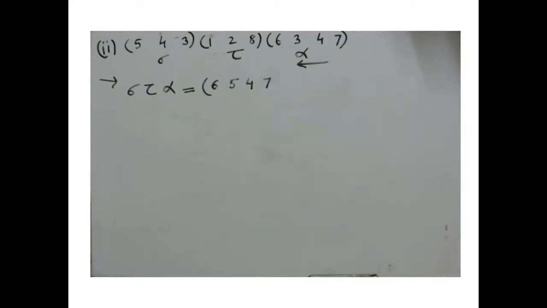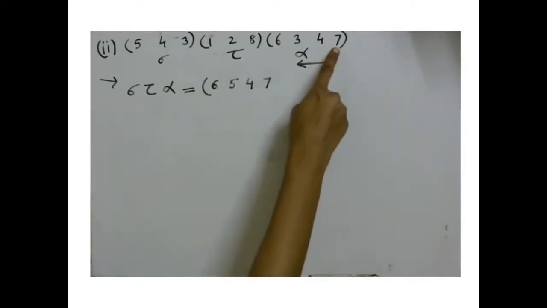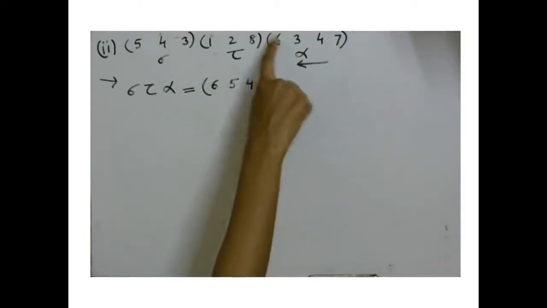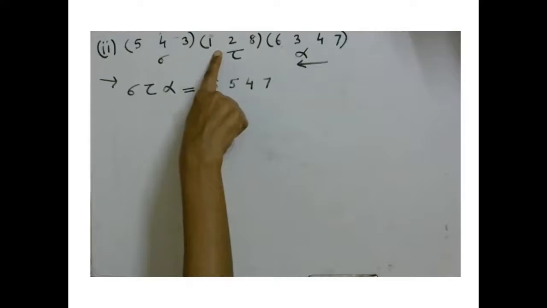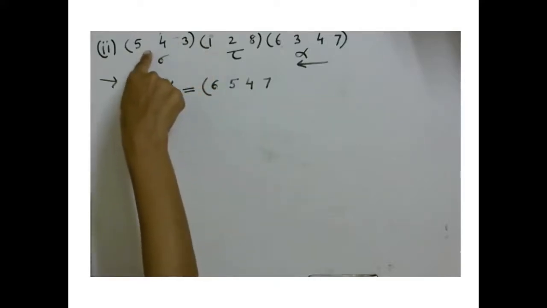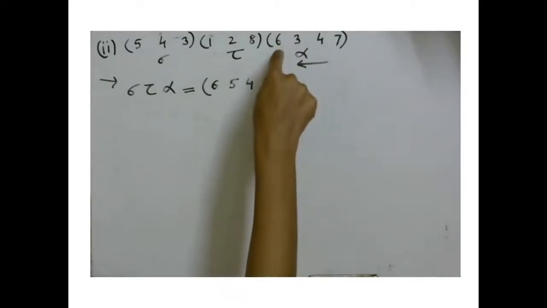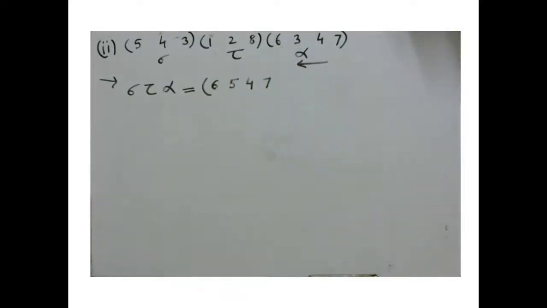Now let us see the image of 7. So here in the rightmost cycle 7 maps to 6. In the next cycle you see the image of 6. 6 is not there, so 6 is fixed here. Here also 6 is not there, so 6 is fixed. So the conclusion is that 7 should map to 6. And therefore as 7 maps to 6 we have to close the cycle here.